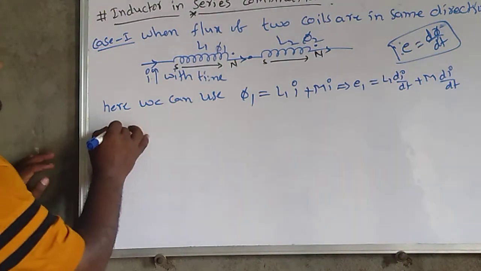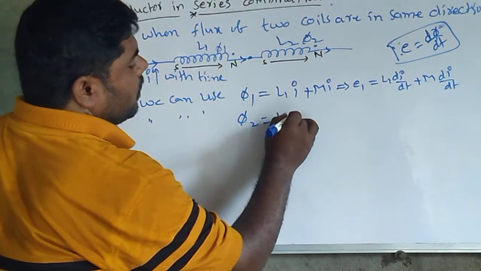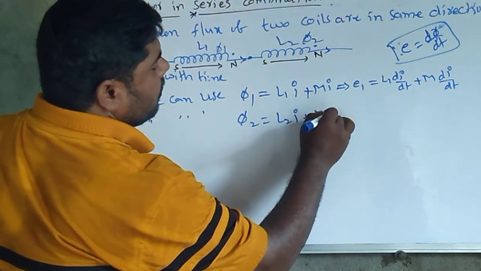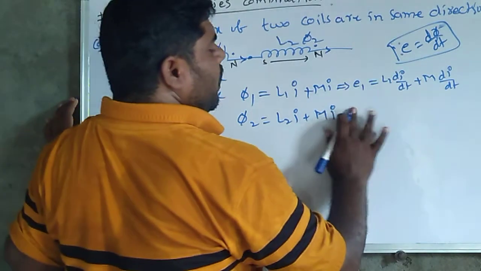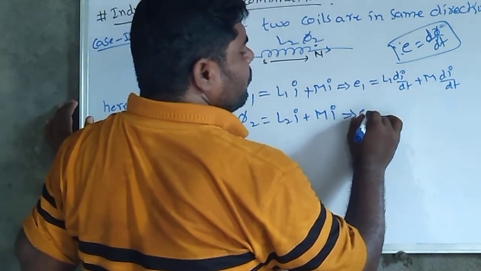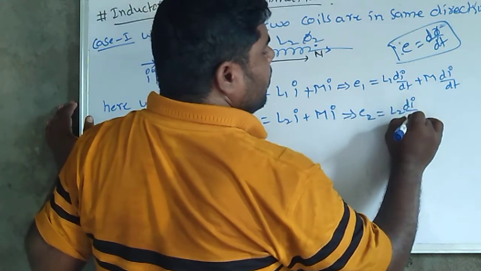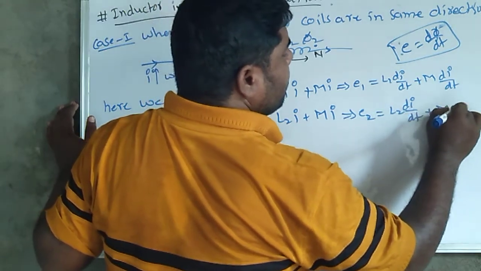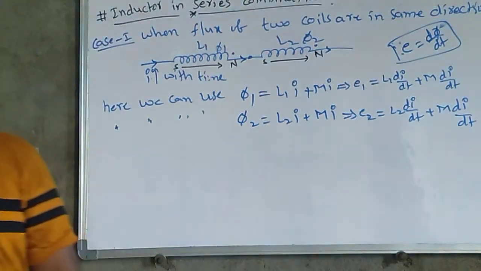Similarly, we can use phi2 is equal to L2 I plus M into I. That implies the induced EMF of phi2 is equal to L2 into di by dt plus M into di by dt.